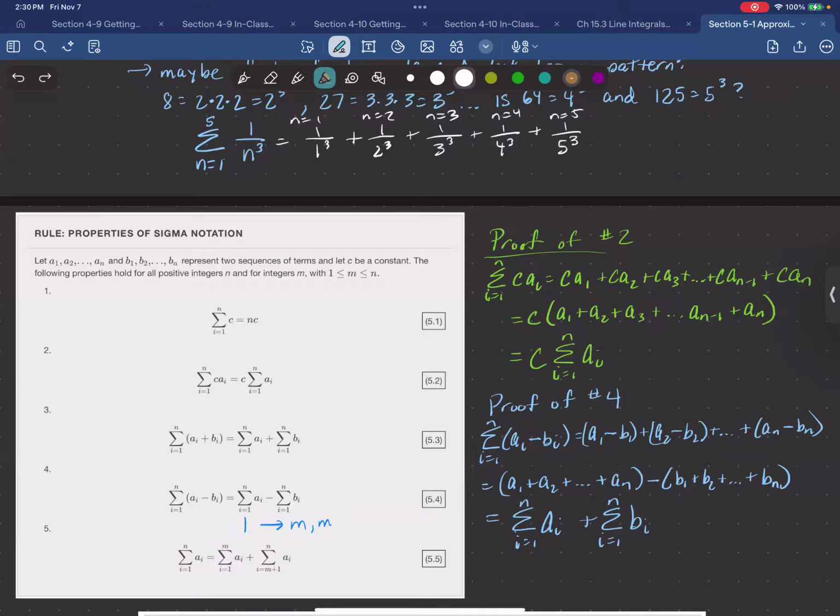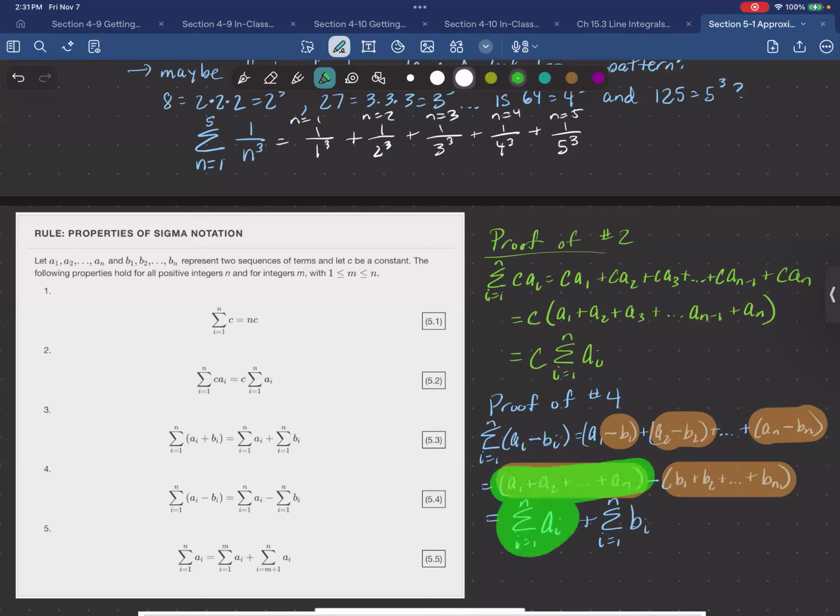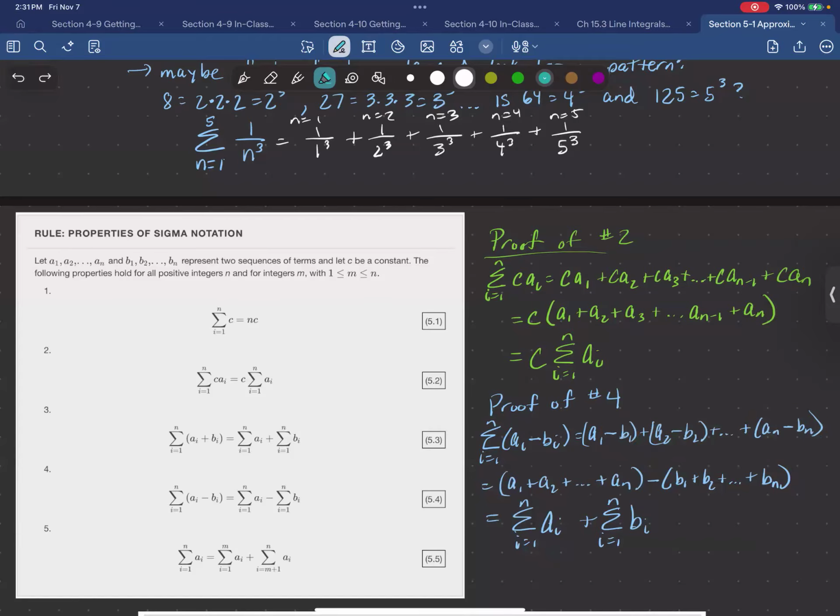I do a walkthrough of number 4 over here on the right. If you want to see a walkthrough of number 3, it's in the book. You literally just write out a_i minus b_i. You plug in what the value of i is. So a_1 minus b_1, a_2 minus b_2, a_3 minus b_3, up to a_n minus b_n. At that point, group all your a's together and group all your b's together, and you can factor out the negative there. And then this one there condenses down to that, and that condenses down to that. So those are the different properties of summation notation.